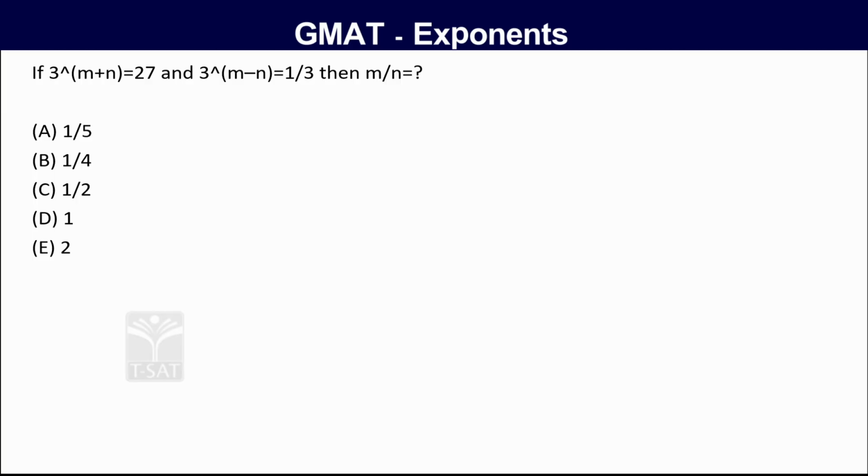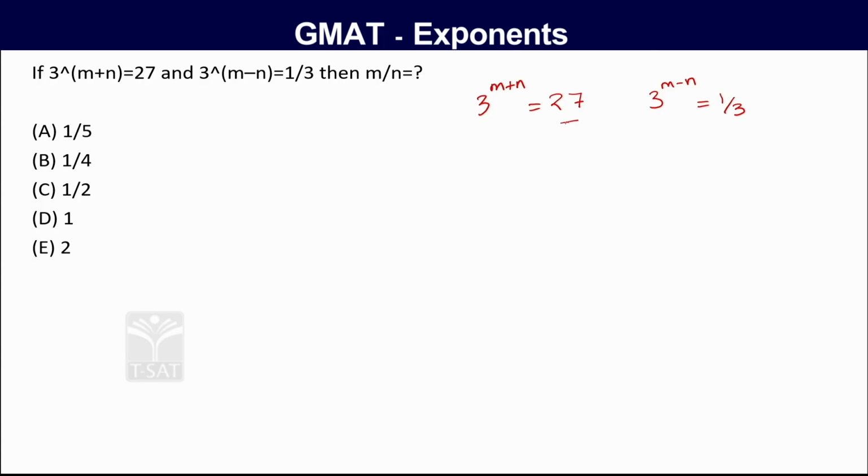Let's look at the next question. If 3 to the power of m plus n is equal to 27 and 3 to the power of m minus n is equal to 1 by 3, then m by n is equal to what? 3 to the power of m plus n is equal to 27 and 3 to the power of m minus n is equal to 1 by 3.